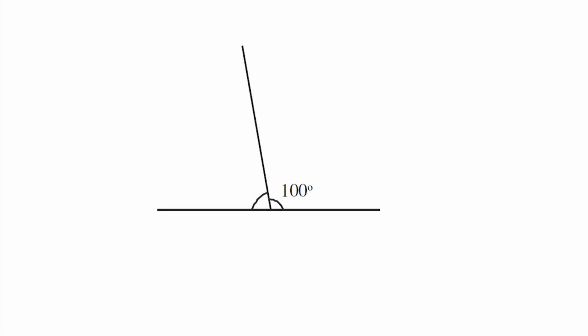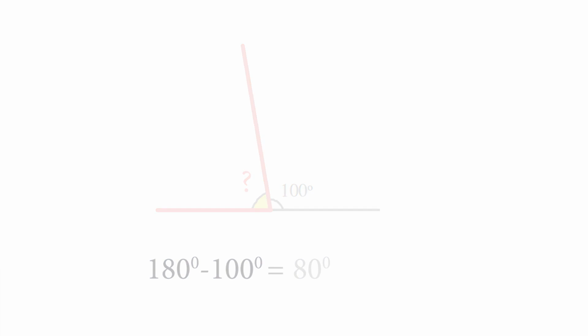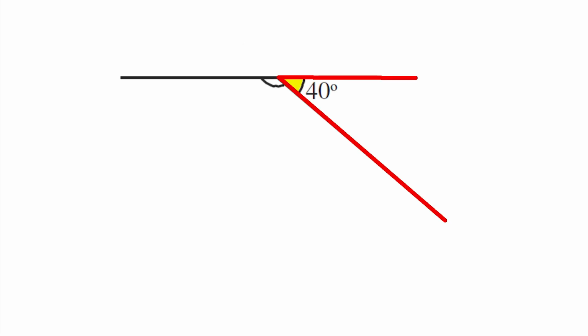Second figure, one angle is 100 degrees. Then the other angle is 180 minus 100, which is equal to 80 degrees. In the third figure, we can see a linear pair on the bottom side. One angle is 40 degrees. Therefore, the other angle is 180 minus 40, which is equal to 140 degrees.